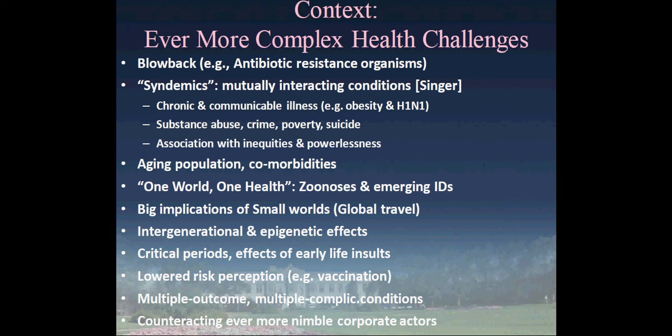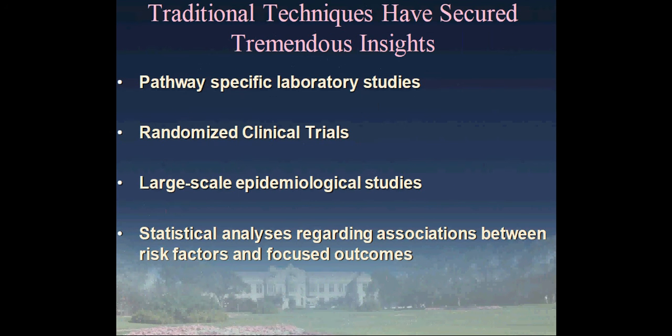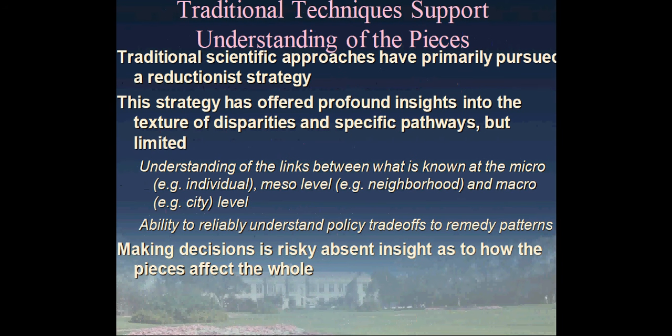So we're dealing with very complex health challenges, with an interconnected, entangled world. And traditional techniques have secured us tremendous insight to build on. I include here RCTs, pathway-specific lab studies, large-scale epidemiological studies, statistical analyses regarding associations of risk factors and focused outcomes. And these techniques have lent a great deal of understanding of the pieces of those particular pathways, of particular associations.